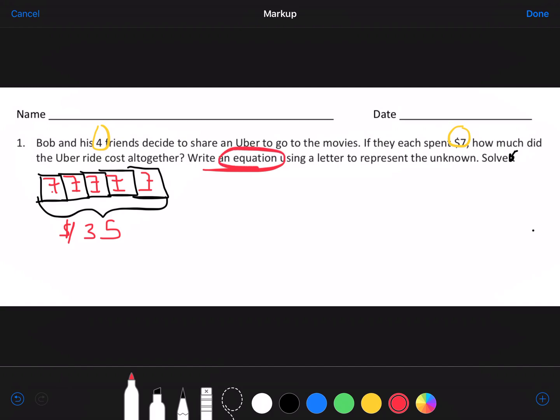But it says I need to write an equation, so that means we need to go 5 times 7 equals, and it wants us to use a letter to represent the unknown. So I'm going to do 5 times 7 equals U for the Uber ride, right? And then the U equals $35. Remember that in English, sorry, I don't know why the pen's not working today. In English, we have the $ to the left of the numbers. And then we have a word problem, word answer, right?